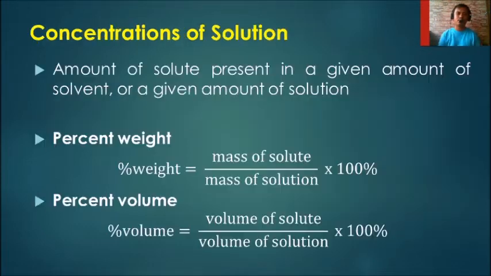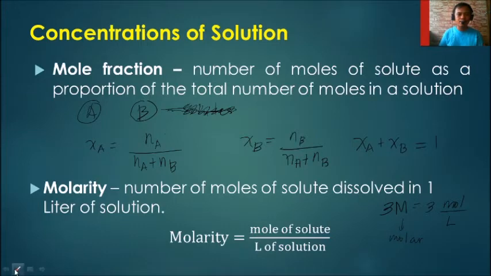Okay. So, we have the concentrations of solution. Here we will find out how to express the concentration of a solution based on the given amount of solvent, given amount of solute, or given amount of solution. So let's start with the first one. We have the percent weight of solute, which is based on the mass of solute divided by the mass of solution. And then percent volume is based on the volume of solute and the volume of solution. Percent weight can also be called percent mass.